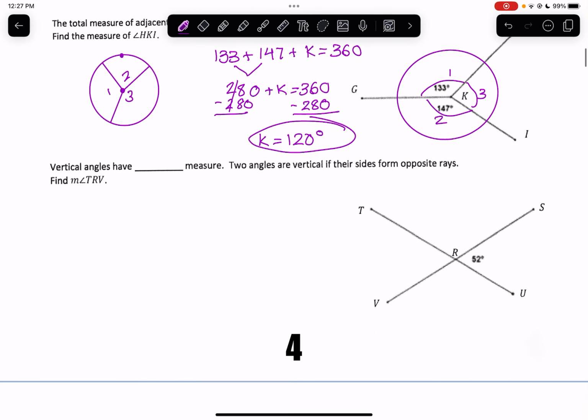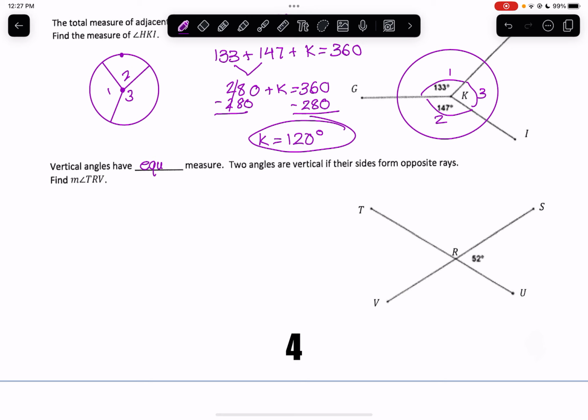We also know that vertical angles have equal measure. They are congruent. So two angles are vertical if their sides form opposite rays. Again, it's a bow tie. If you stand here and you look across, this is my vertical angle. They're asking me for the measurement of TRV. This is rather simple because these are vertical angles, so that angle is the same, 52 degrees.